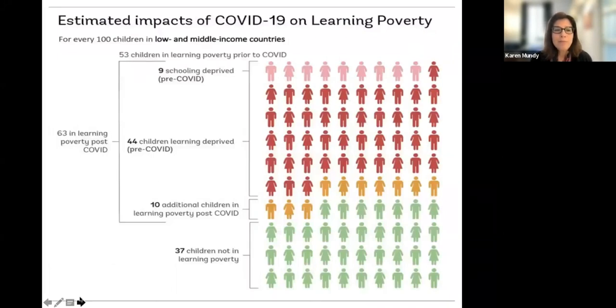And then more recent data from the World Bank, that's increasingly a source of evidence on the number of kids who are in school, but they don't learn. So here showing that for every 100 children in low and middle income countries, 53 children were in learning poverty. That is, they didn't meet minimum standards at age 10. So more than half. And only 37 in every 100 children were actually learning, achieving the right to education.